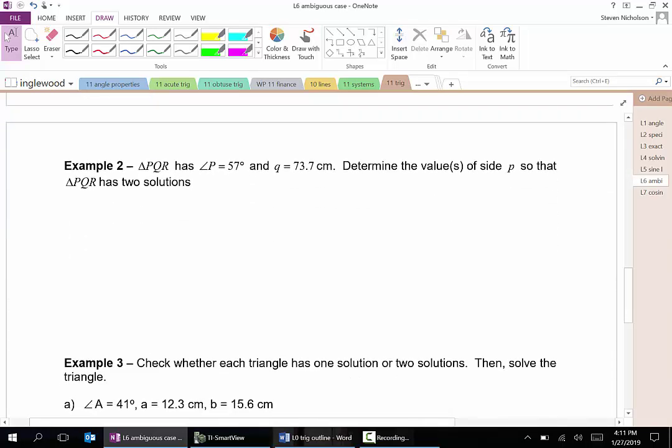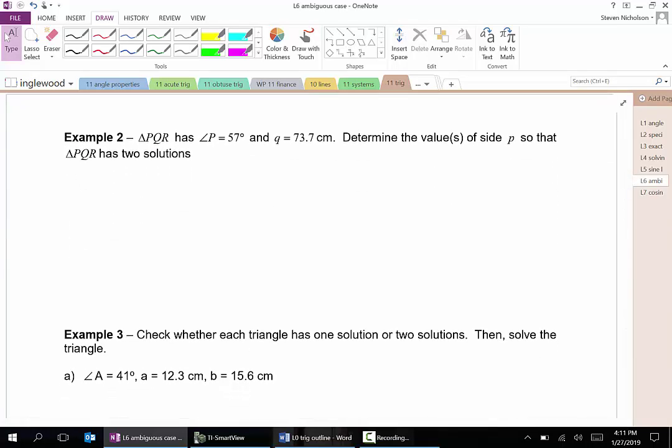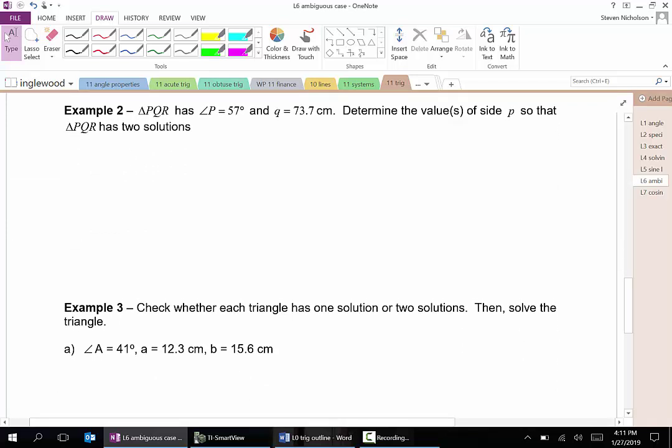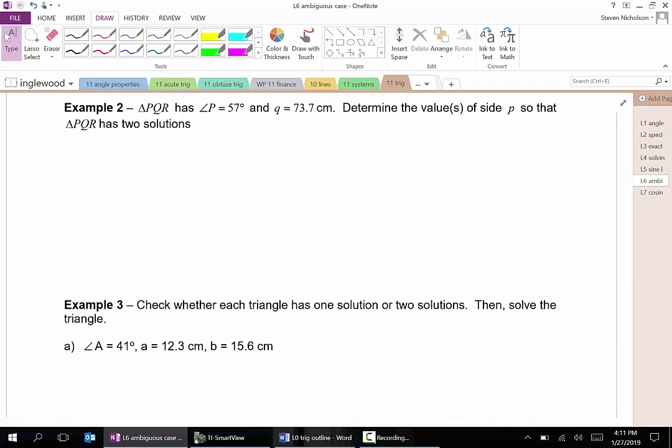So here's the question. If we have this example, I want to determine the values of side p that give two solutions. So we want to figure out what this side opposite 57 degrees could be, so you actually get two triangles. When I mean two triangles, I mean a triangle like this. So here's one of them, something like that.